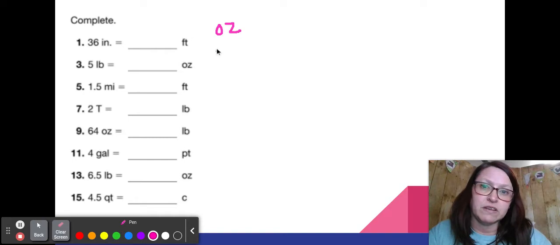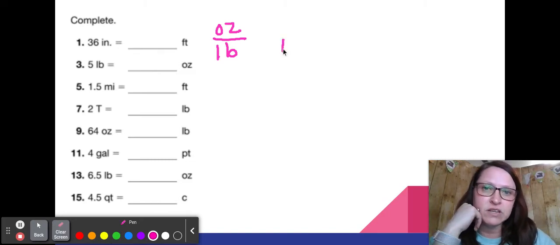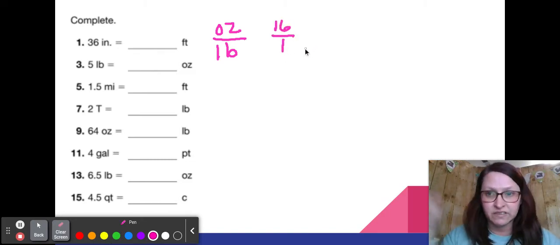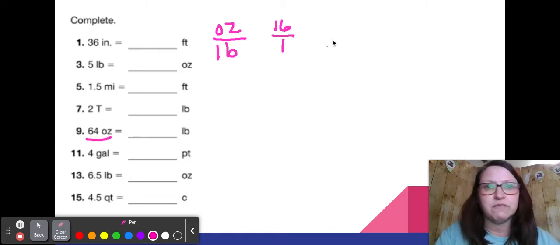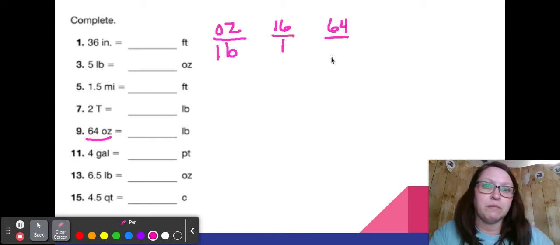So I'm going to put ounces on top, pounds on bottom. So what do I know? I know that 1 pound has 16 ounces. So I'm going to put that there just to start. Now I'm looking at this problem and I have 64 ounces, but I don't know how many pounds. So I'm going to put X on the bottom.